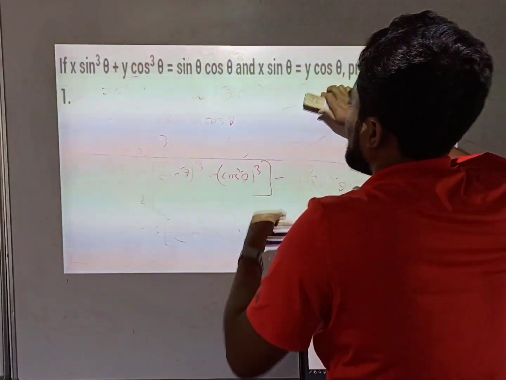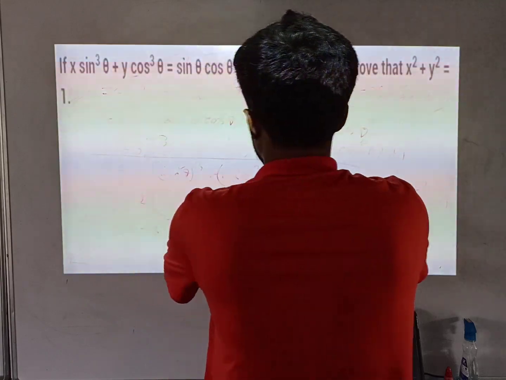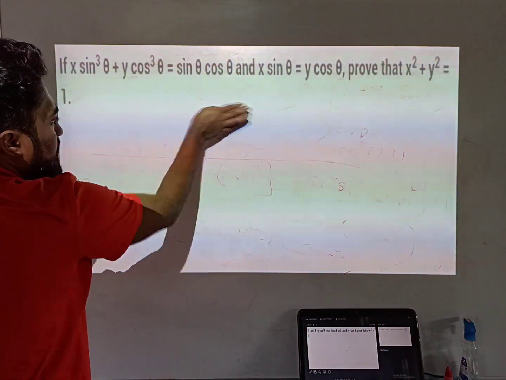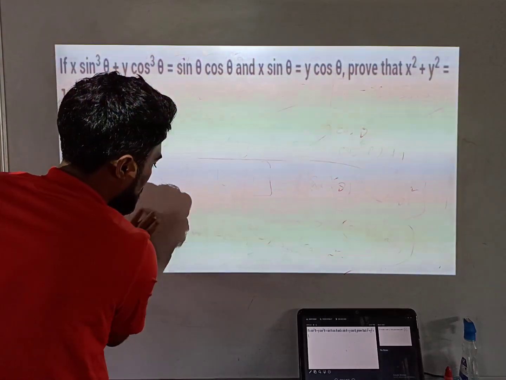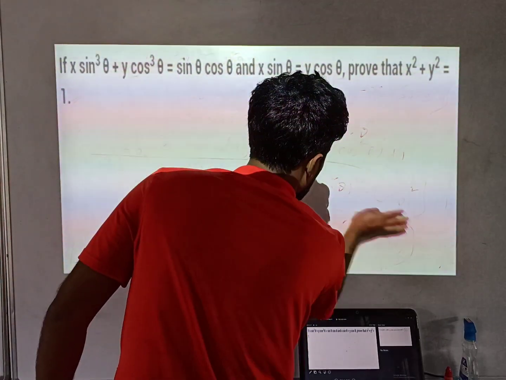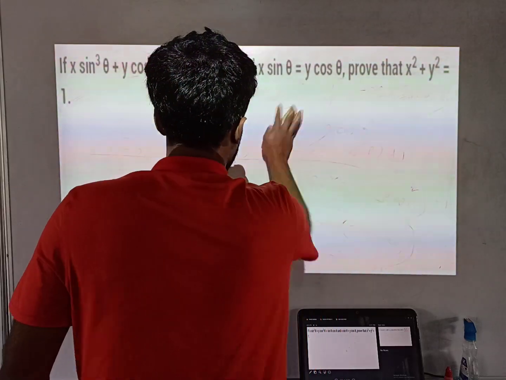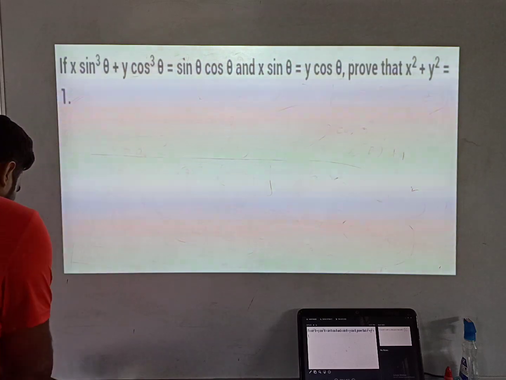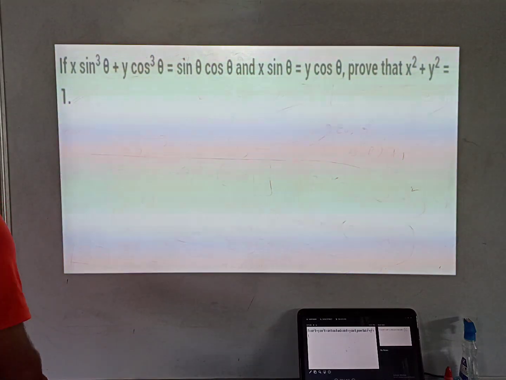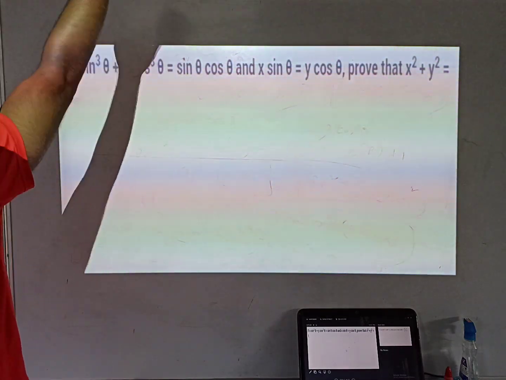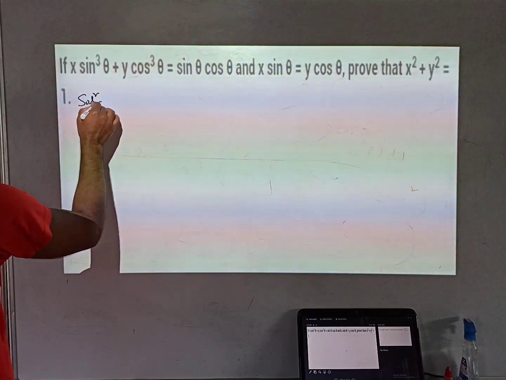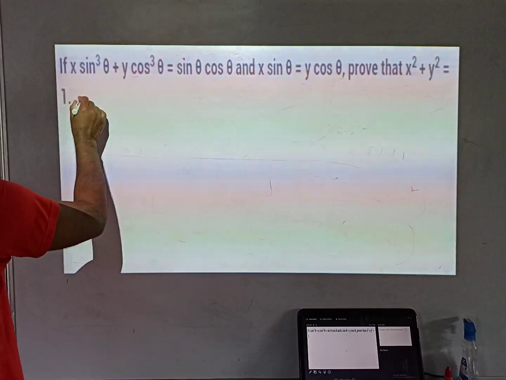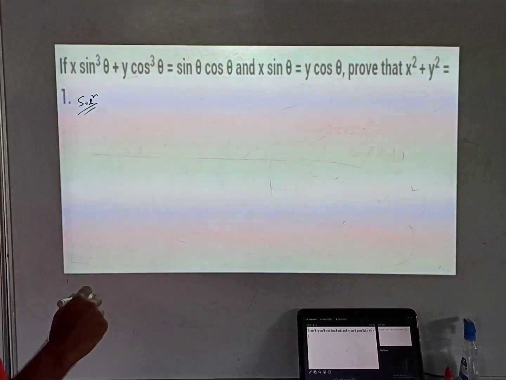This is very difficult to erase. Right. Next question. Let us solve this question. I'll use black colors, that will be better. Okay, let us solve this question. I guess it is easy to use. Yeah, this is very good.